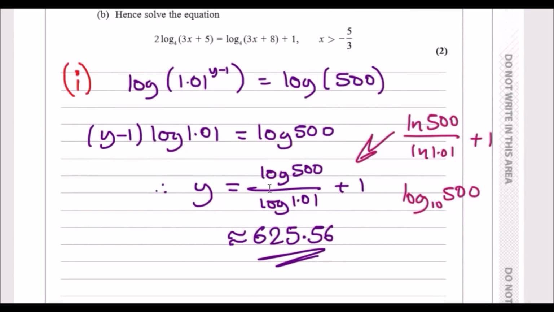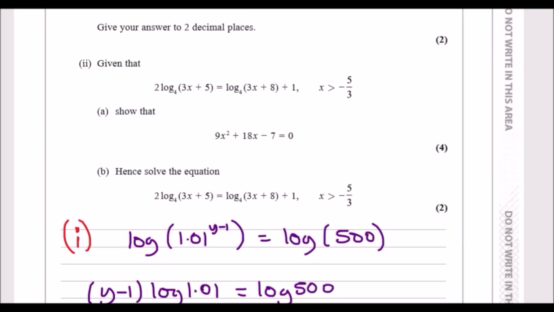You could just smash this in the calculator and get the answer, but if you're not sure how to type the log button, you could use the alternative and use ln 500 over ln 1.01, or equivalently, you could just use log 10 500 over log 10 1.01 plus 1 to give us the answer. But yeah, just be careful how you input this properly. It's best to put this in exactly as you see it. That's all.